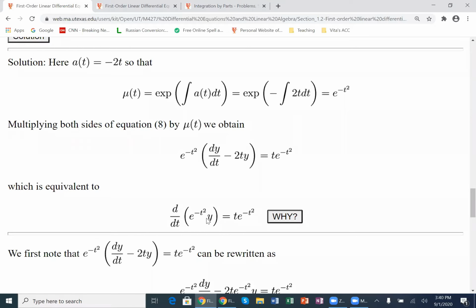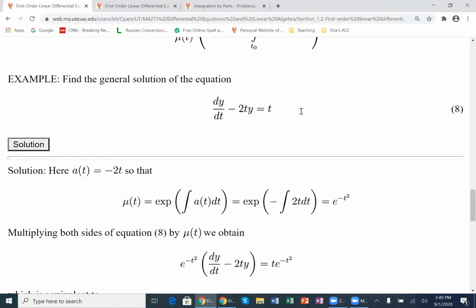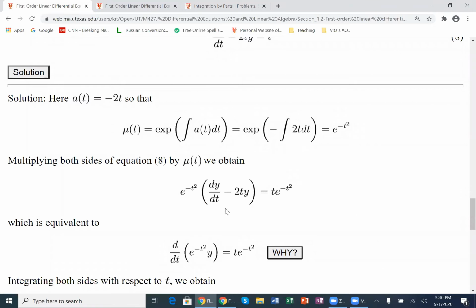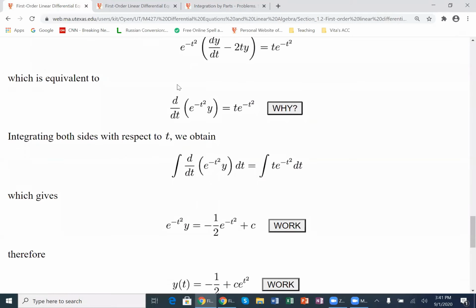Now, this is not a coincidence. Theory says that if we multiply the left-hand side of our first order linear differential equation by mu that we find using this formula, the whole left-hand side becomes derivative of mu times y. Here's what we do next. We integrate both sides. Done.